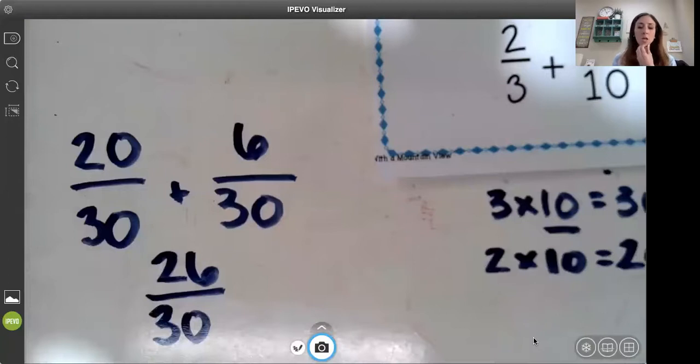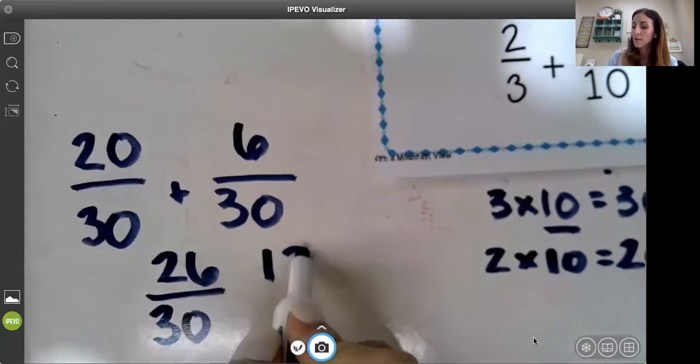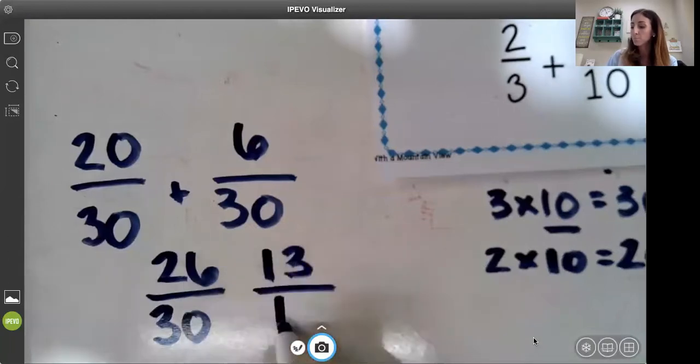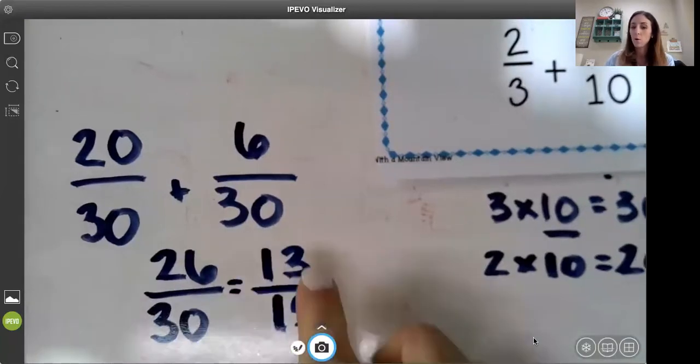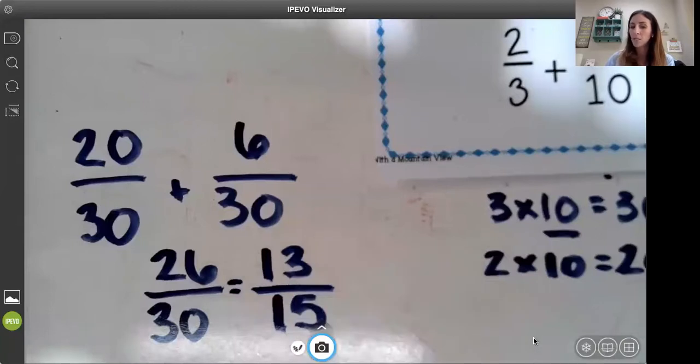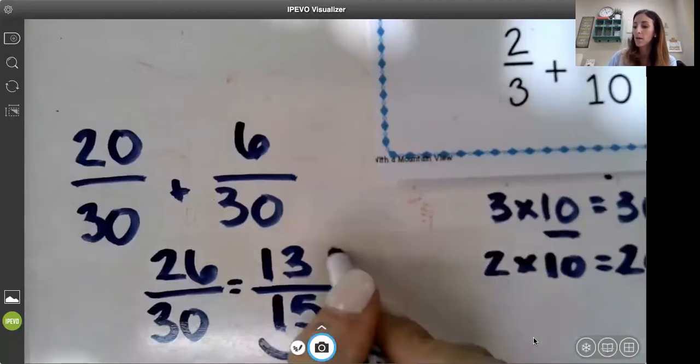Now here, you're going to have to decide, is that as simple as it gets? Now remember, when we simplify, we want it to be as small as we can, where there's not a number that can be divided into both the numerator and the denominator. So for this one, I'm going to look, and I always like to start with a really small one. So can I divide each by 2? Okay, so 26 divided by 2 would be 13. 30 divided by 2 would be 15. So that would be that fraction. Now, can this be simplified anymore? Looking at it, I don't think it can. So that would be my final answer.